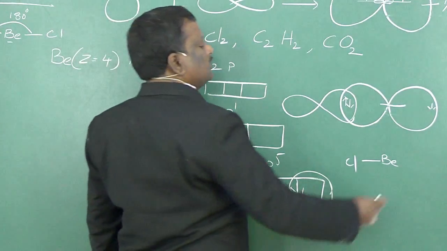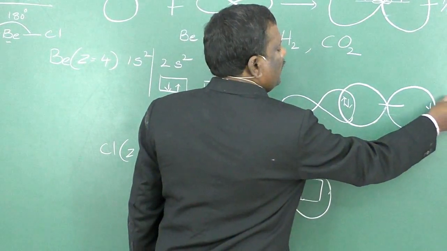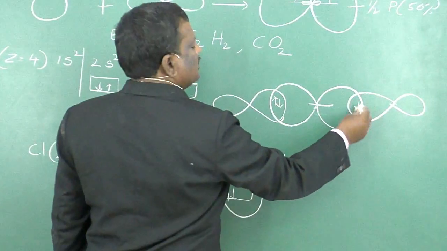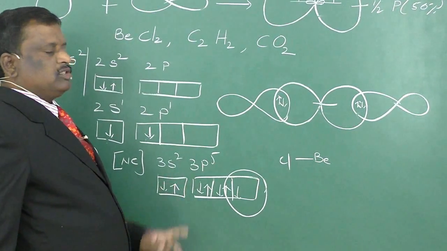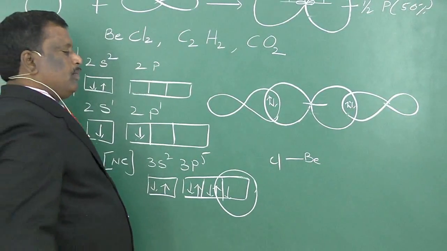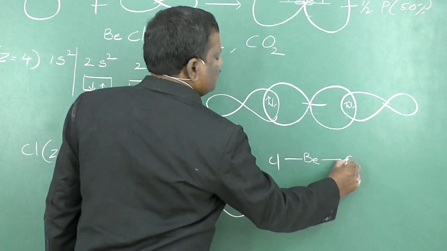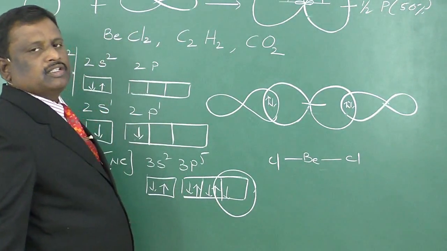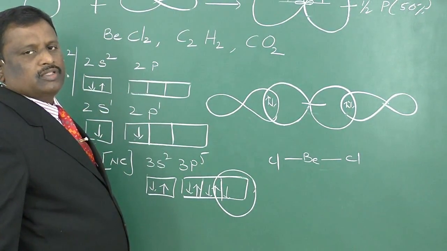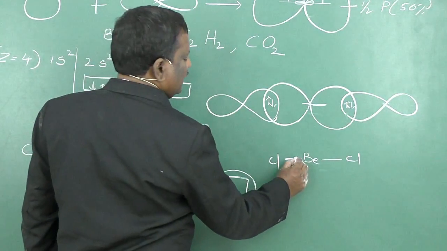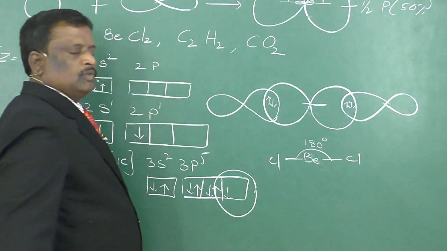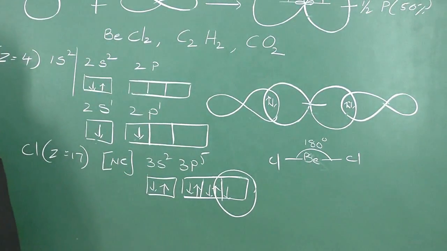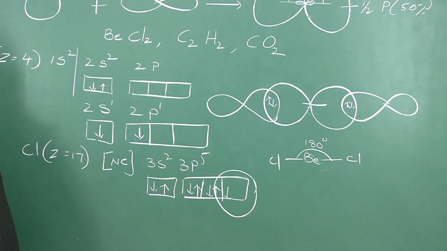Now the second chlorine atom's half-filled p orbital overlaps with the half-filled Sp hybrid orbital of beryllium, and by mutual sharing of one pair forms a Be-Cl sigma bond, so that 2 Be-Cl sigma bonds are formed between beryllium and 2 chlorine atoms, and these 2 sigma bonds are in linear shape with 180 degrees angle. So the molecule is in linear shape with an angle of 180 degrees. This is the molecular structure of BeCl2.